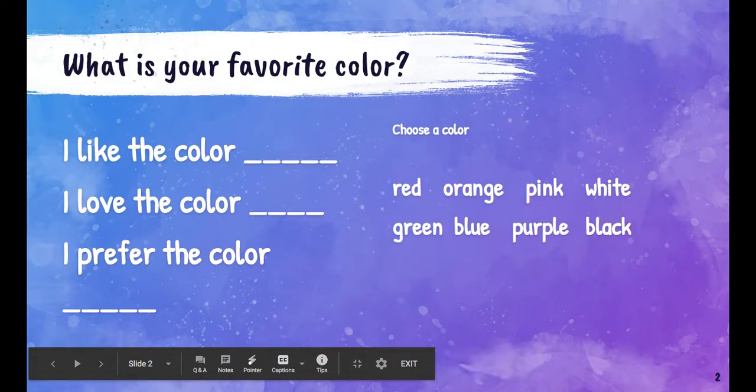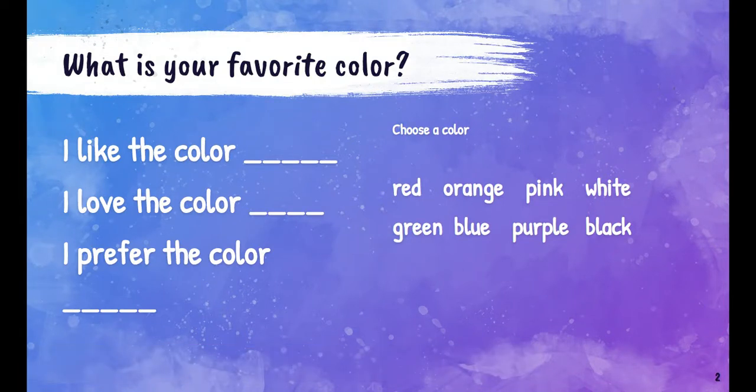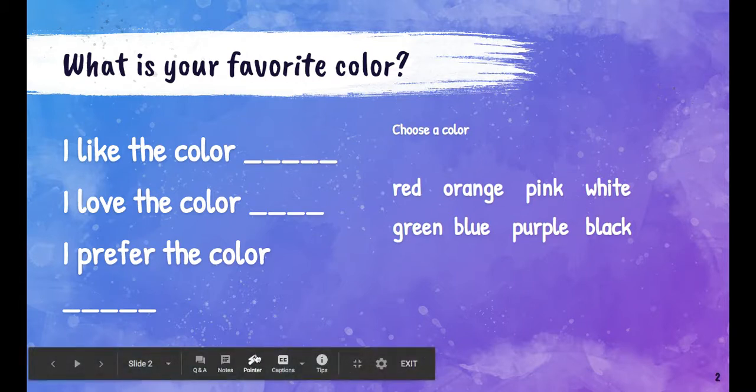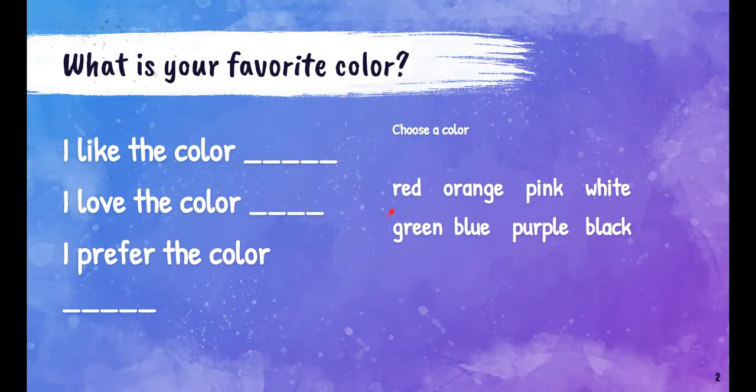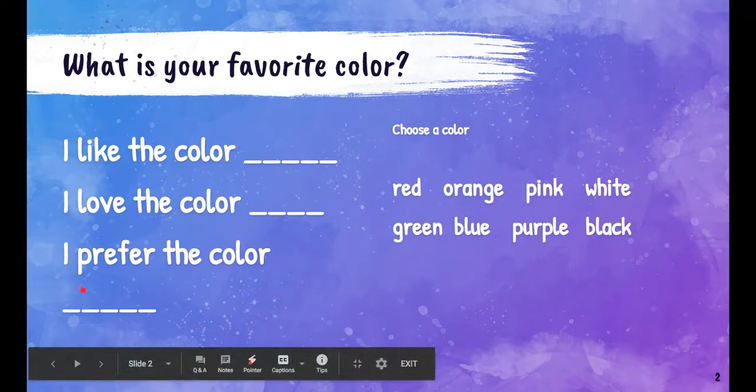What is your favorite color? You can say your favorite color by saying, I like the color red. Let's grab our pointer. I like the color red. I love the color orange. I prefer the color green.